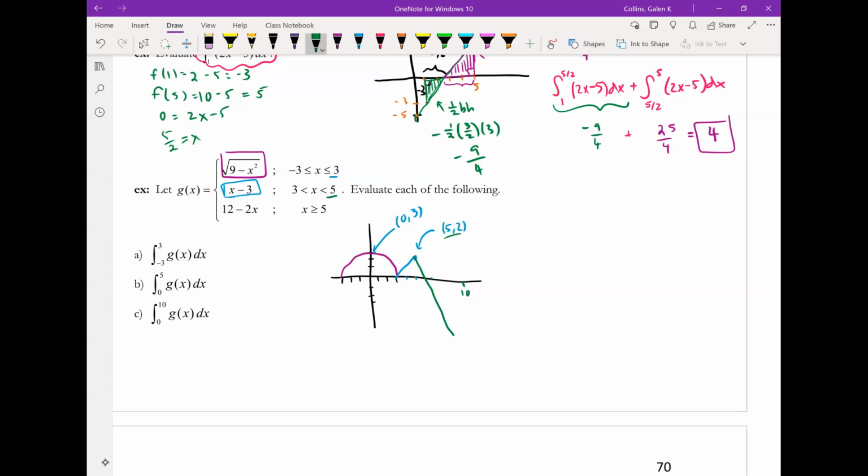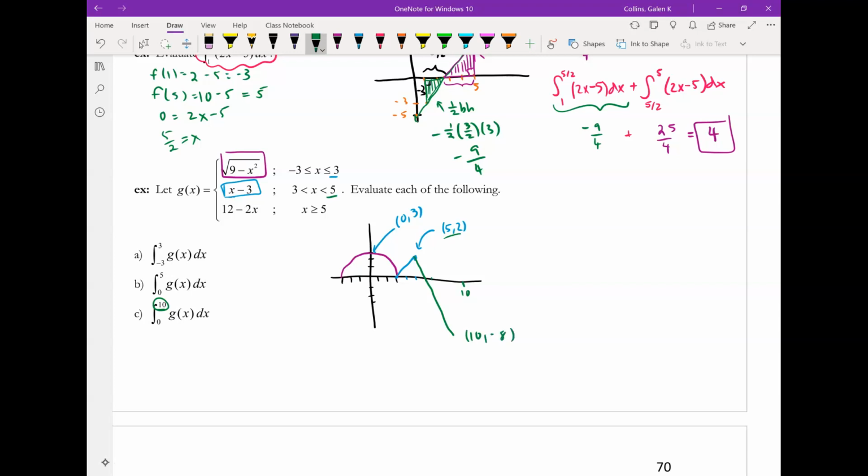And so at g of 10, and again, the reason I'm going to 10 is I just looked at the problem and I saw I need to go to 10. So if I plug in a 10 there, 12 minus 2 times 10 is -8. So that's the point, 10, -8.